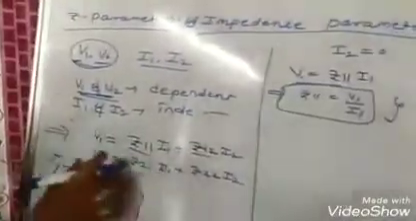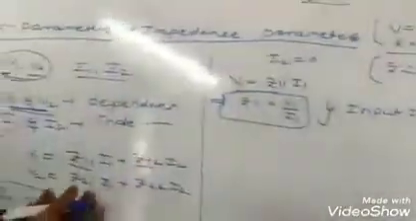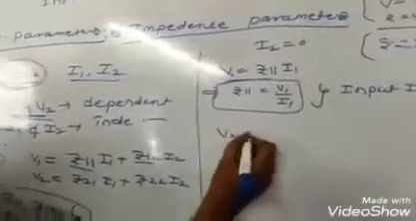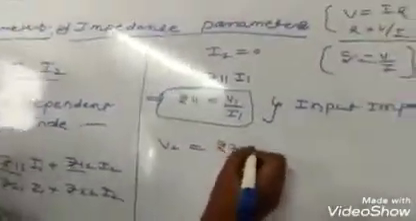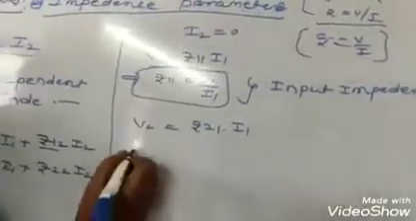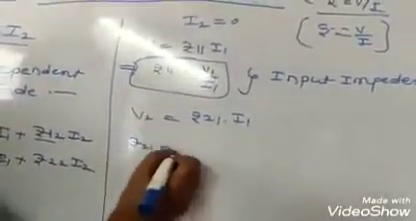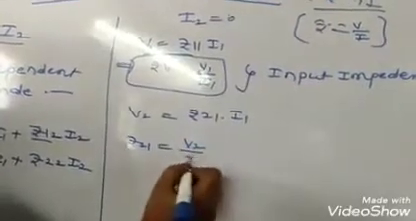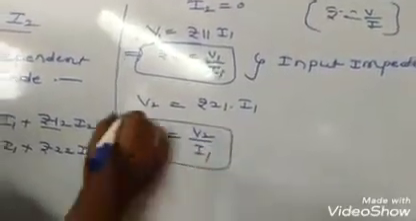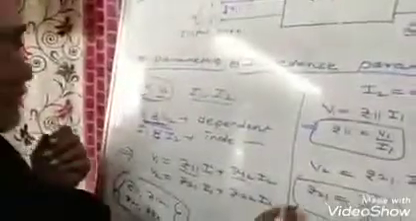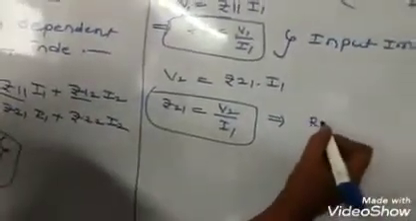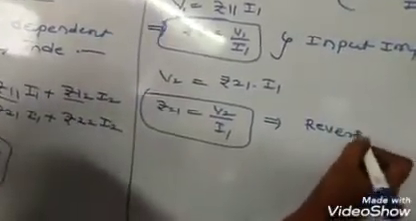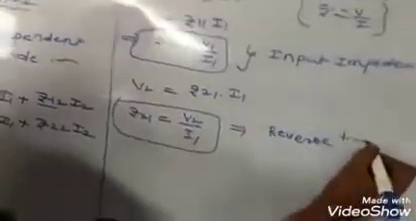Next, when we substitute I2 equal to 0 in the second equation, that term becomes 0 and V2 is equal to Z21 into I1. From this we get the Z21 value, V2 by I1. This is the formula for Z21. So Z21 is equal to V2 by I1. This is called the reverse transfer impedance.